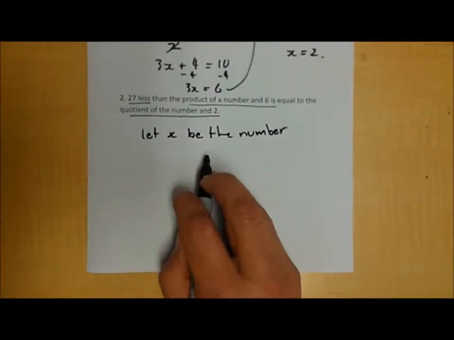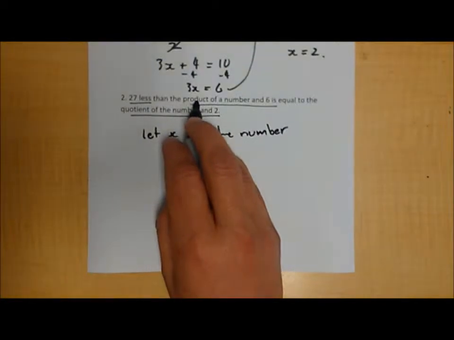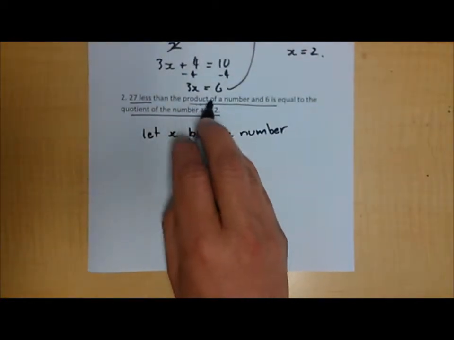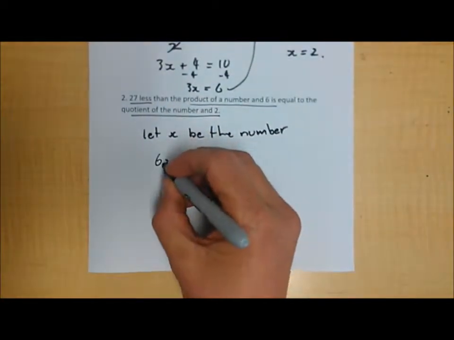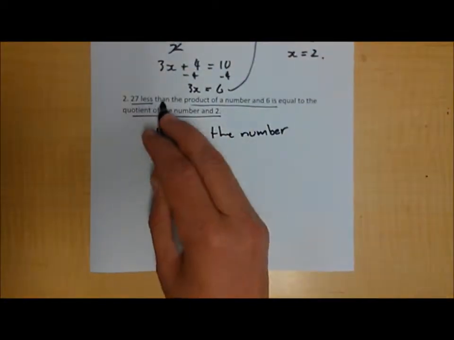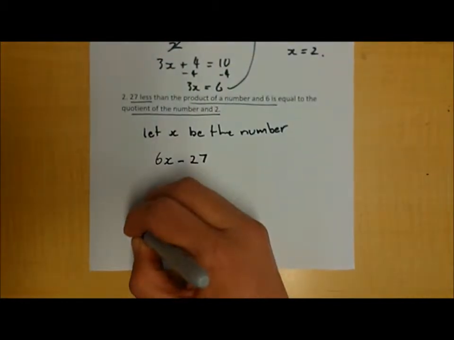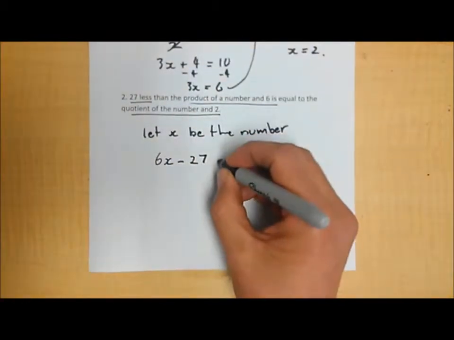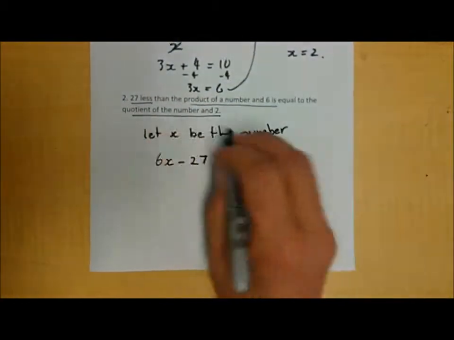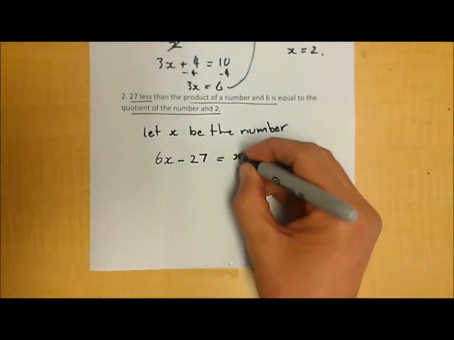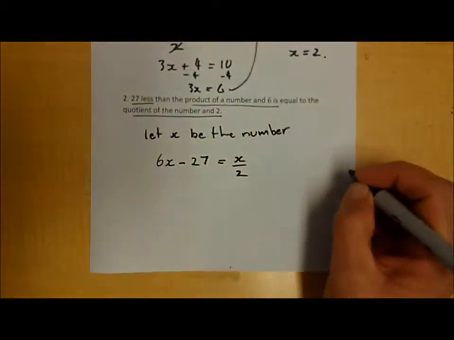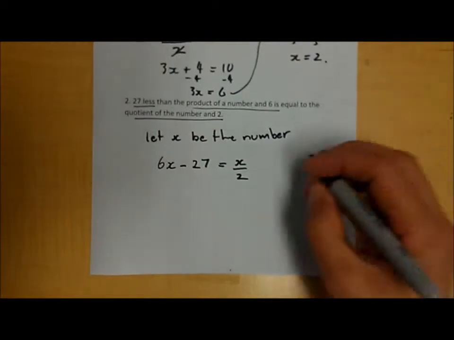And I guess the thing to be careful of here, a couple of things. We've already met these words product and quotient. Product of a number and 6 would be 6 lots of x. 27 less than that would be to take the 27 away from the 6x is equal to the quotient of the number and 2. Quotient is a division. In algebra, we write division as a fraction. And again, it will go ahead and solve that.